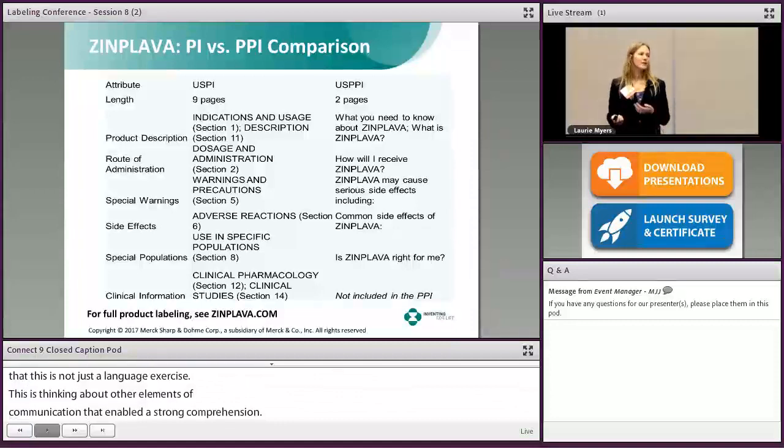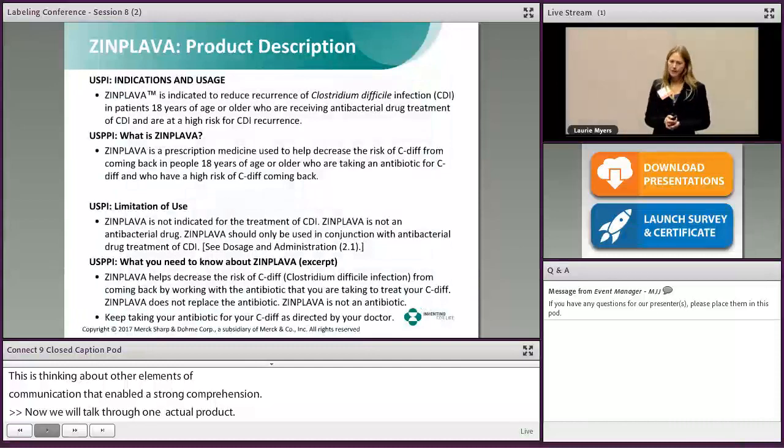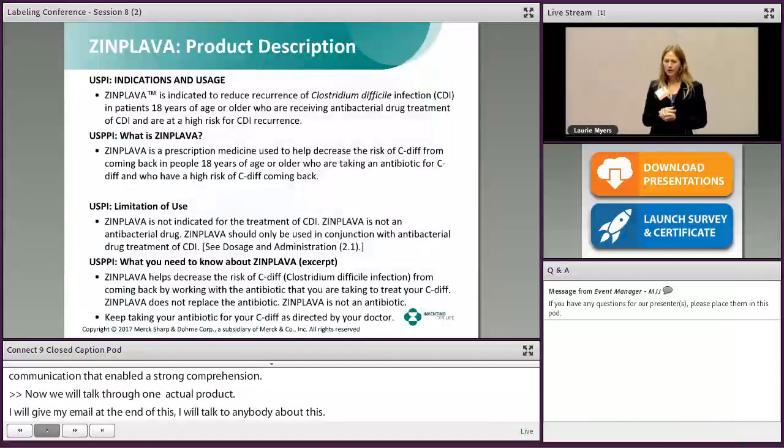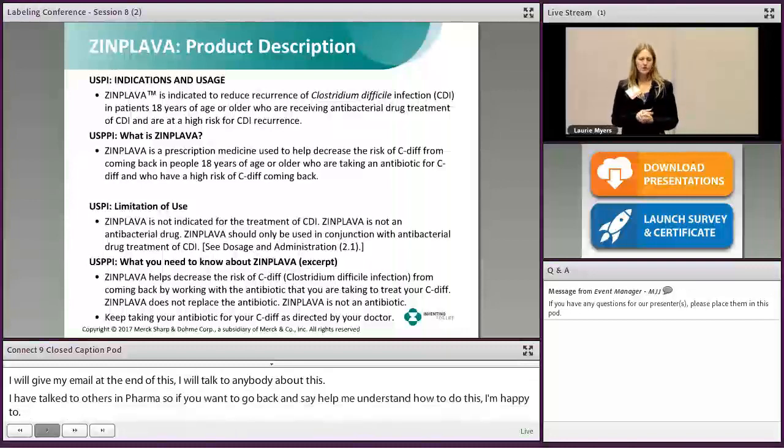So now I want to talk you through one actual product. And anybody, by the way, I'll give my email at the end of this. I will talk to anybody about this. I've talked to plenty of other pharma. So if you want to go back and say, help me understand how to do this, I'm happy to. But this is here as an example.